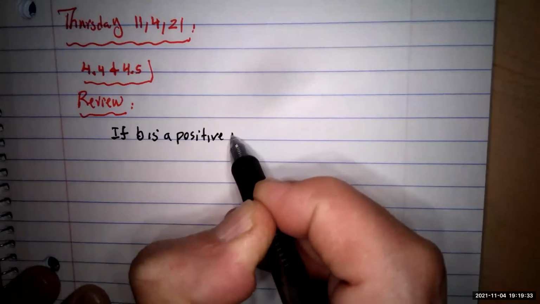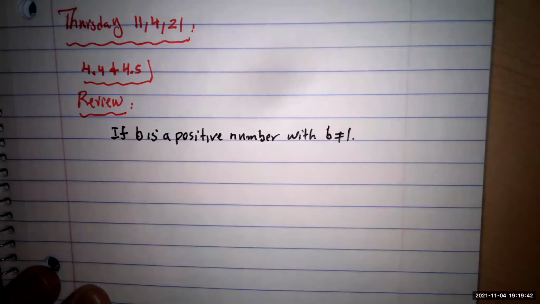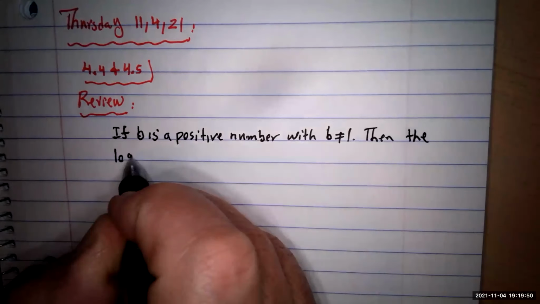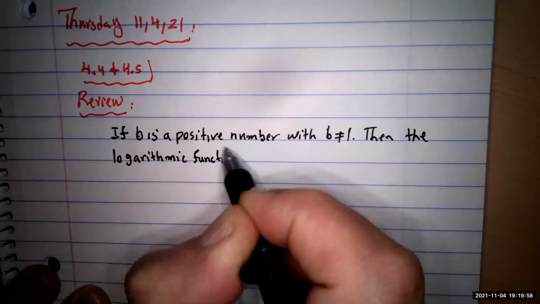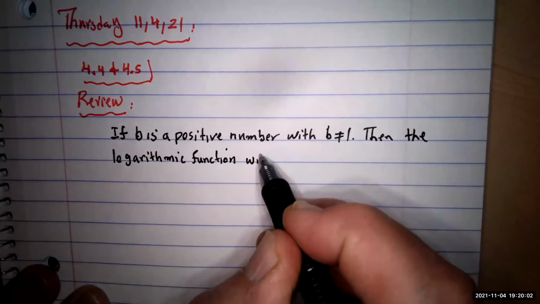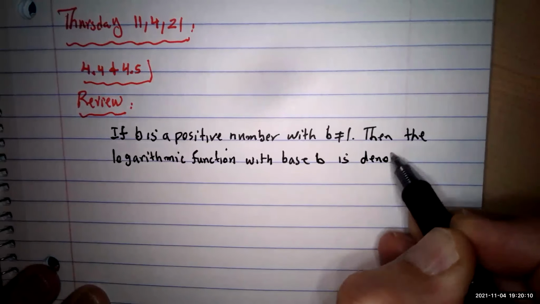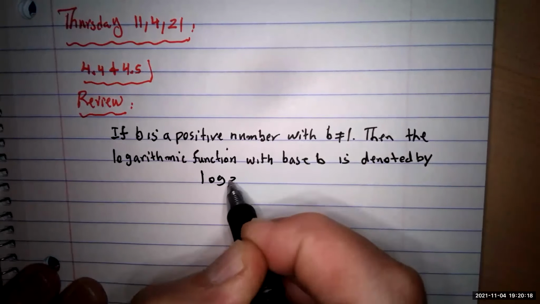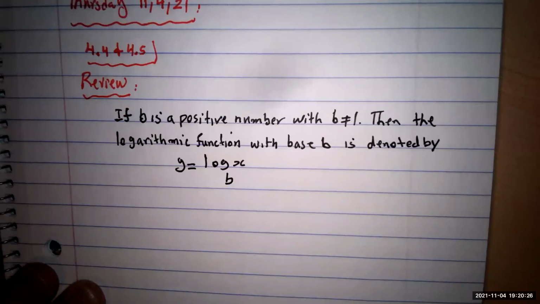If b is a positive number, again with the condition that b is not 1, then we're going to define the logarithmic function. The logarithmic function with base b is going to be denoted, the notation is going to be y equals log of x at base b, or with base b.